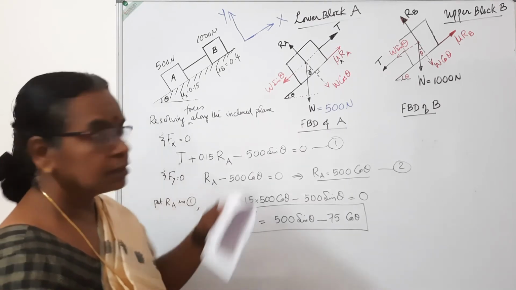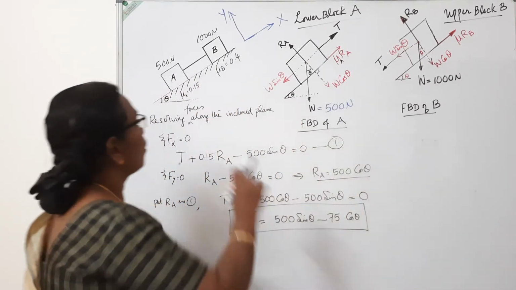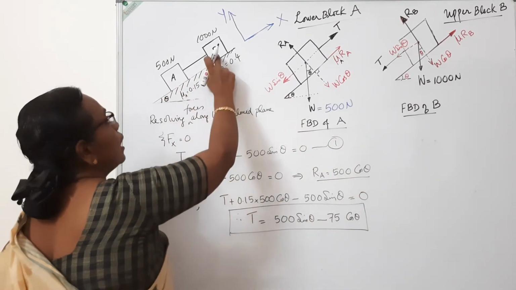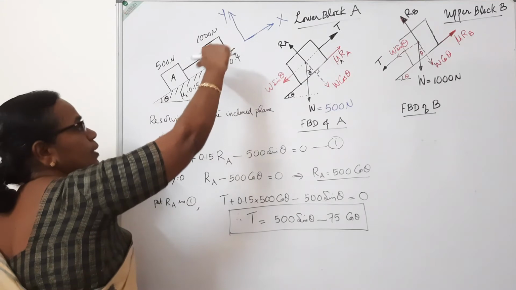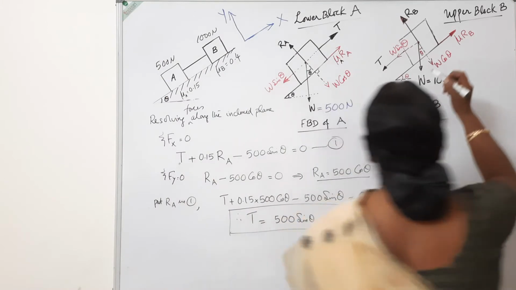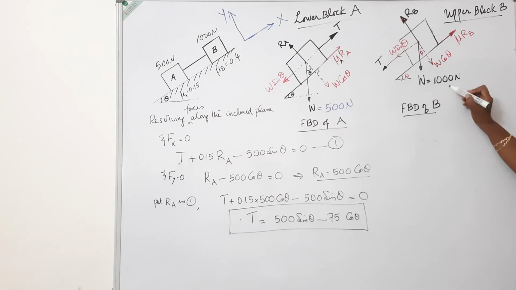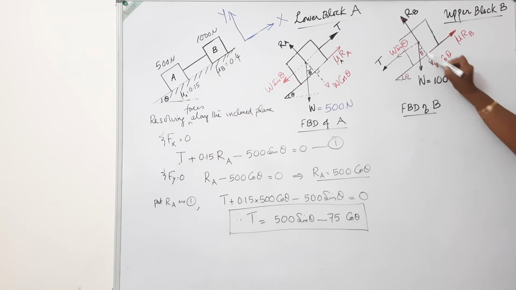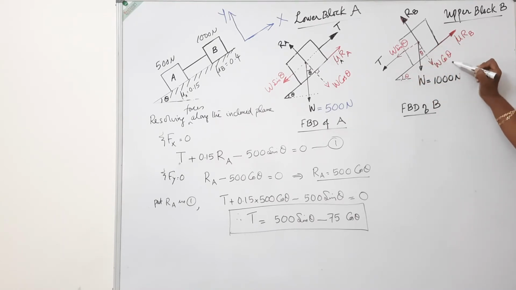Now let me consider the free body diagram for the second one. For the bottom block, I have considered already. Now I am going to consider the free body diagram of block B. As A moves down, B will also move down, so the direction of motion of B is also downwards. Considering block B, the self-weight W, 1000 Newton, acts in the vertical direction. I have resolved it into two components. If this is theta, the angle between the normal to the plane and the vertical is also theta. So W sin theta along the plane and W cos theta normal to the plane.